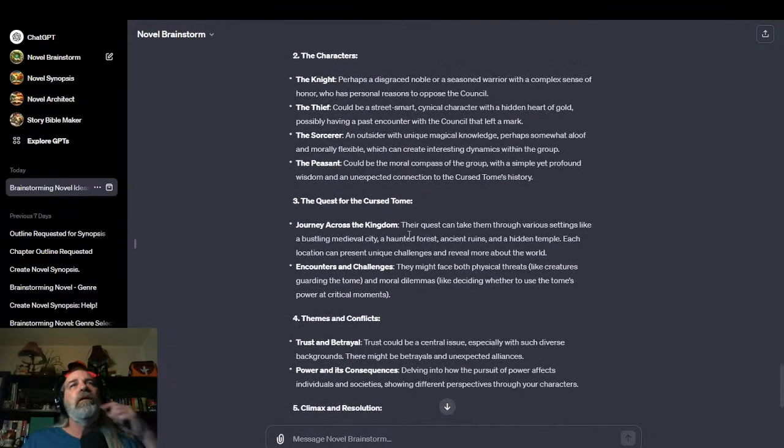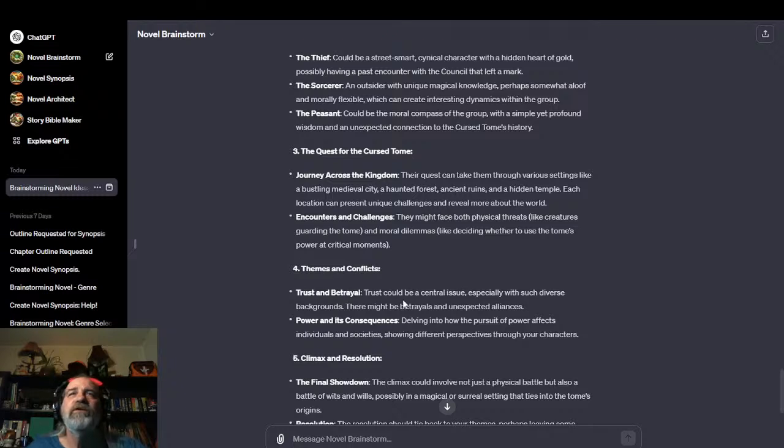The quest for the Cursed Tome: a journey across the kingdom. The quest can take us through various settings like a bustling city, haunted forest, ancient ruins, hidden temple. Each location can present unique challenges and reveal more about the world. Encounters and challenges: they might face both physical threats like creatures guarding the tome and moral dilemmas like deciding whether to use the tome's power at critical moments. Yeah, kind of like that. Whatever the creatures guarding the tome, that's fine, but I like the moral dilemmas part where each of them at some point is tempted.